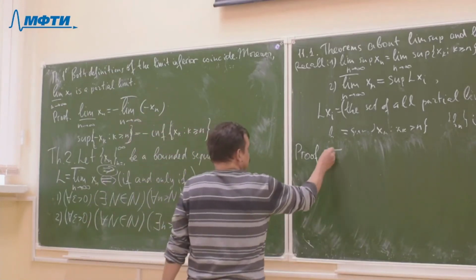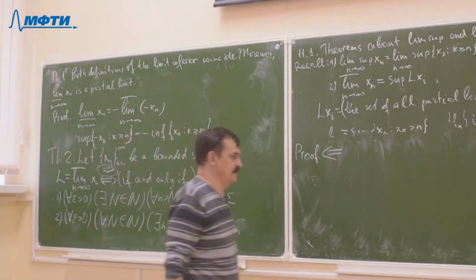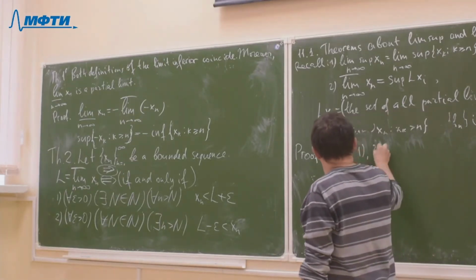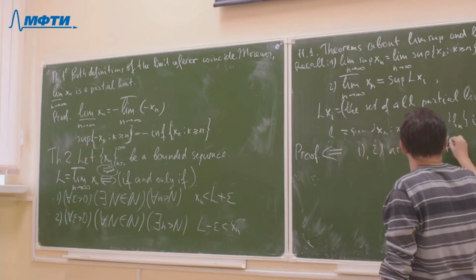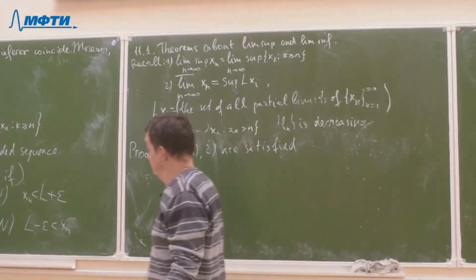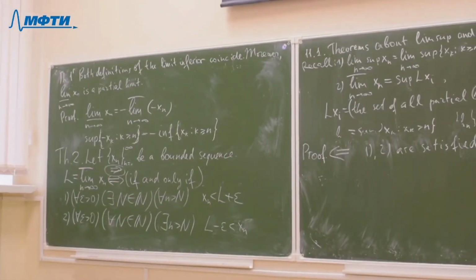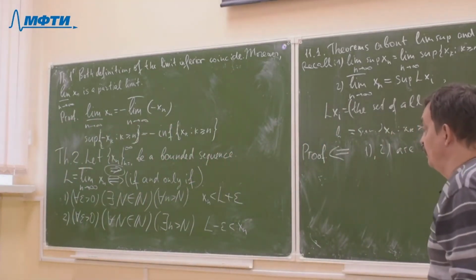So it means we suppose both 1 and 2 are satisfied. We want to prove that indeed this number L, which is mentioned, is the limit superior.